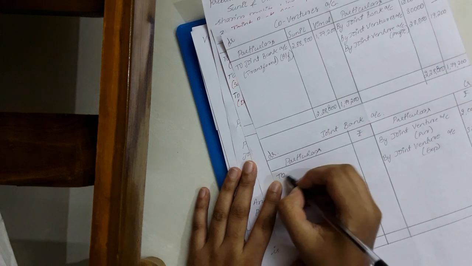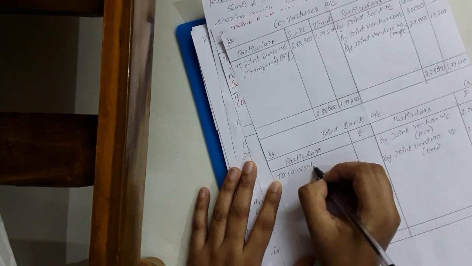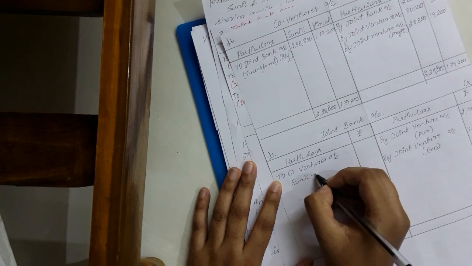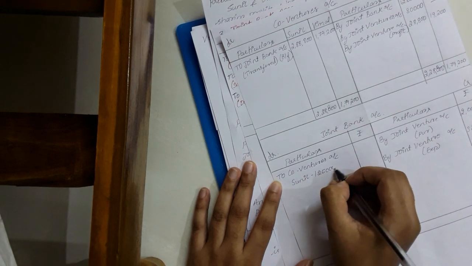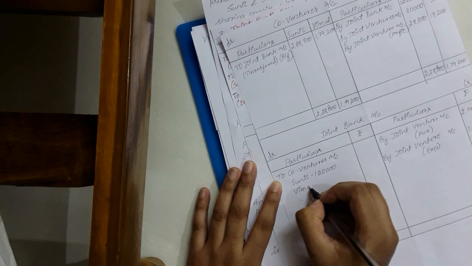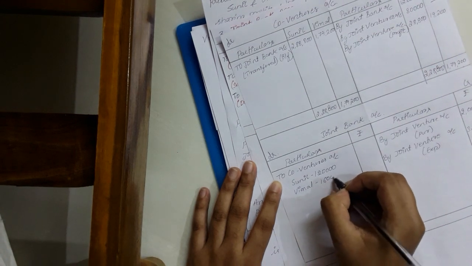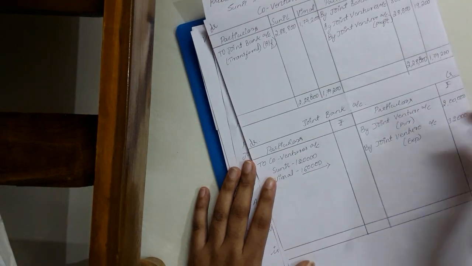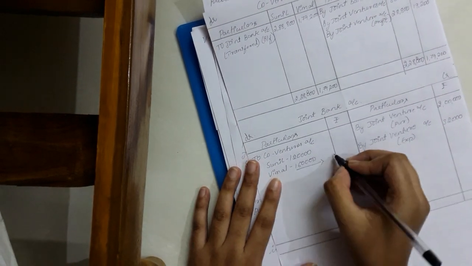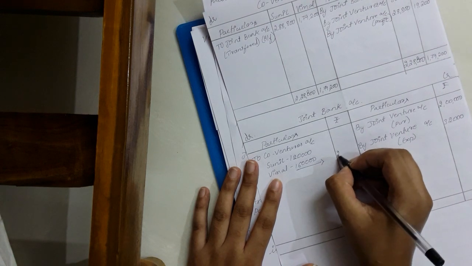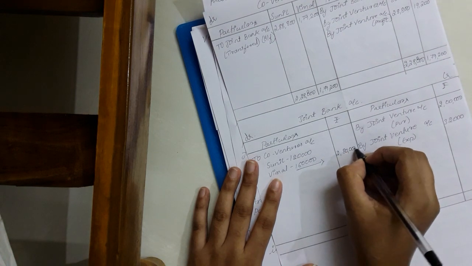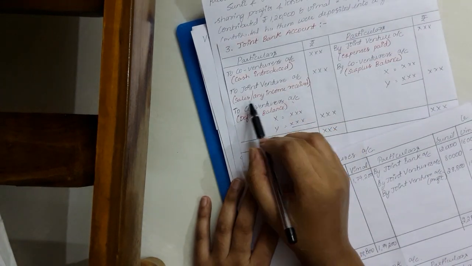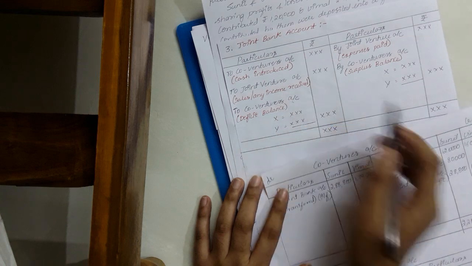So what is that? To co-ventures account, Sunil has contributed. How much value has Sunil contributed? 1,20,000, and then Vimal has contributed 1,60,000. So what is the value that needs to be written here? That is 2,80,000. So next, coming on to the joint venture account, sales or income received.